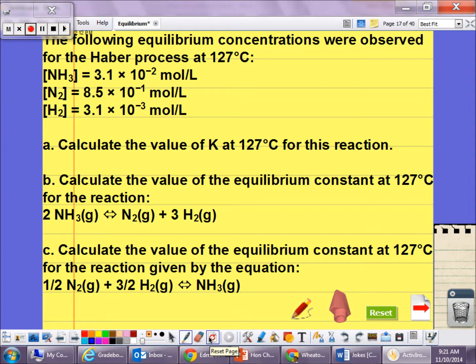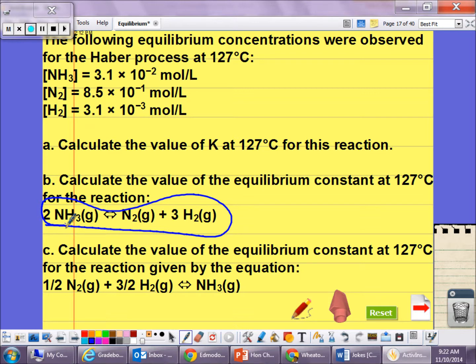The question is: calculate the value of the equilibrium constant at 127. They ask me for K again, but now they give me an equation. This is an equation they gave me. So I need you to see exactly the difference between the equation I had before and the equation they gave me right now. It is just the inverse. It is a reverse.